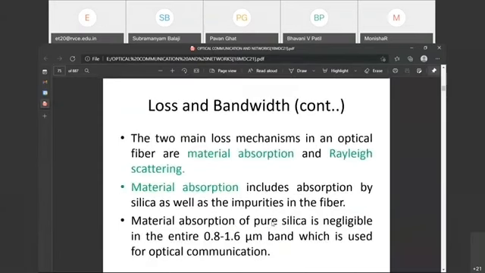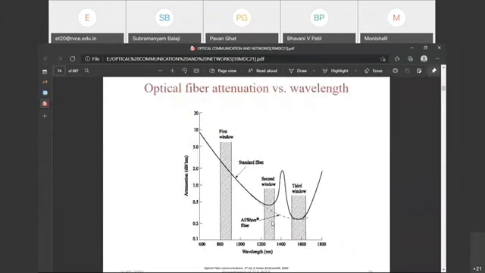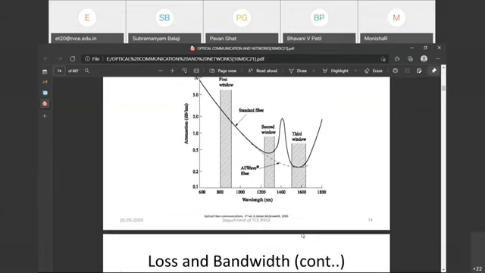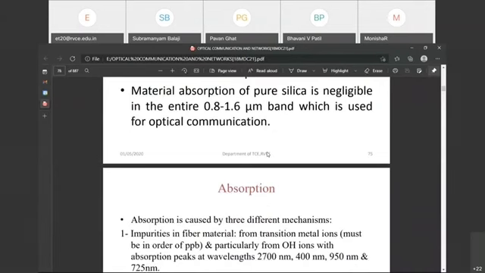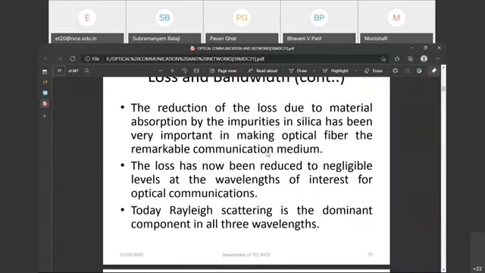I have not talked much about this because in the last class itself we have seen we have three windows where the attenuation will be very less. So that is your 800 nanometer or 0.8 micrometer, similarly 1.2 and 1.5. In these three regions, since the attenuation is less, it means that your material absorption is less. But still, Rayleigh scattering is yet another component which causes attenuation. So how does that occur and what is it? Let us see that.